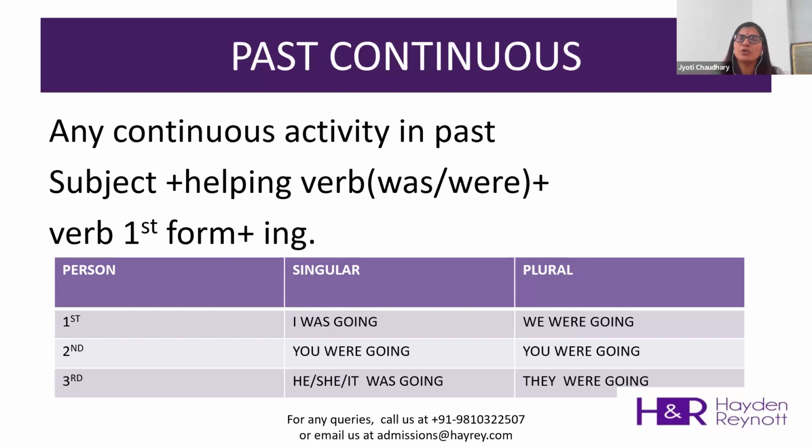Then we have past continuous tense. Past continuous tense talks about any continuous activity in the past, which talks about duration in the past, like I was going to the market when you called me. So generally when we are making these kinds of sentences, we use when also, and relate it with another sentence also. And the helping verbs for this are was and were, and the main verb would be in the first form plus ing.